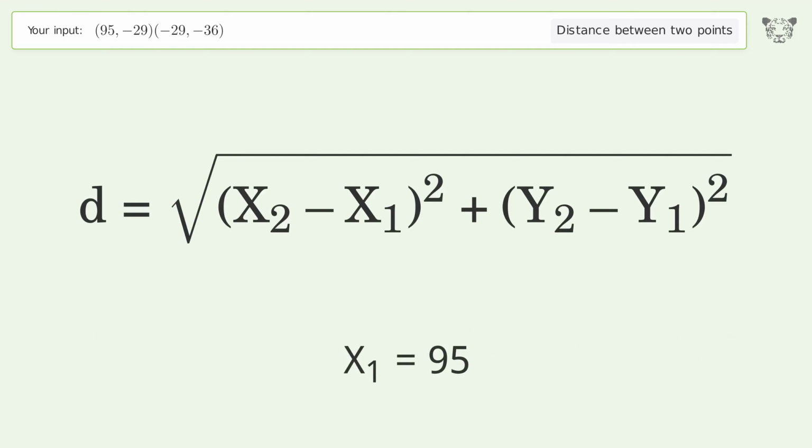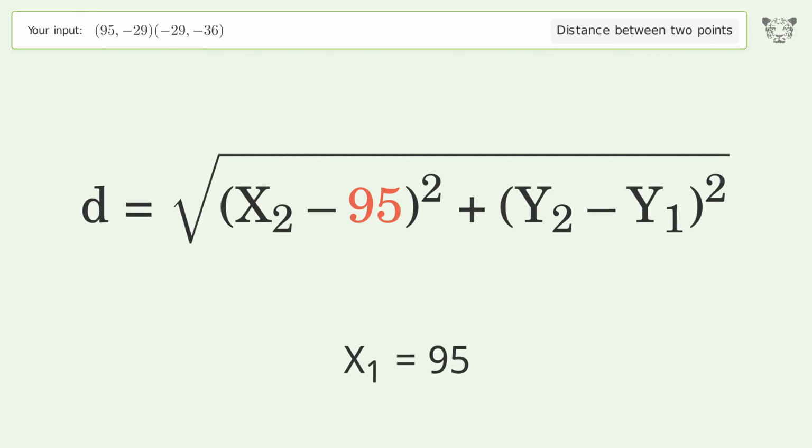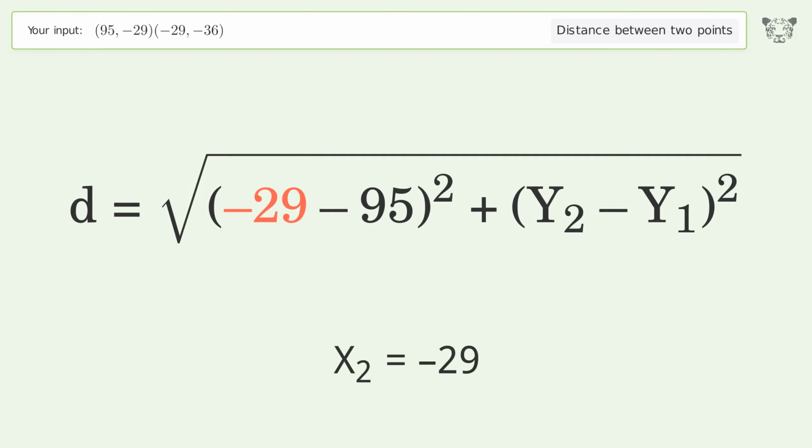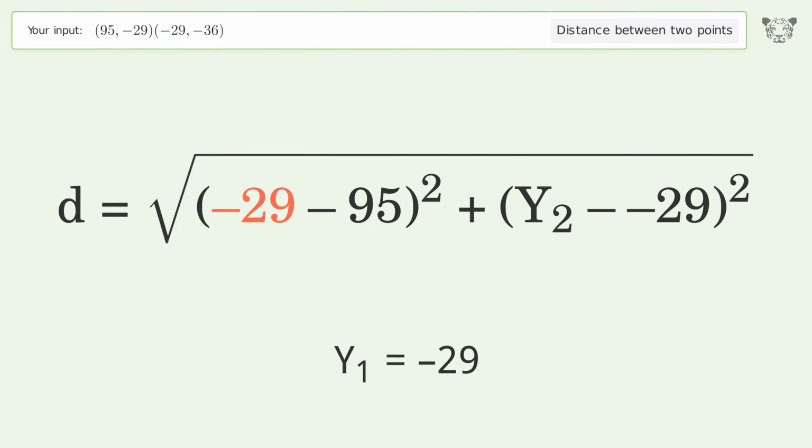x1 equals 95. x2 equals -29. y1 equals -29. y2 equals -36.